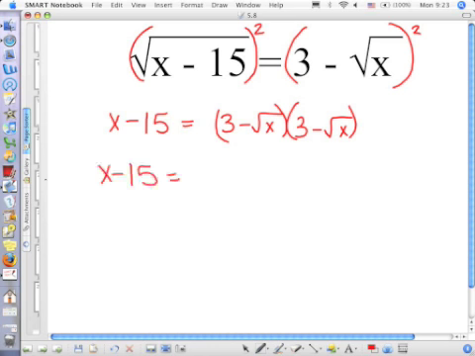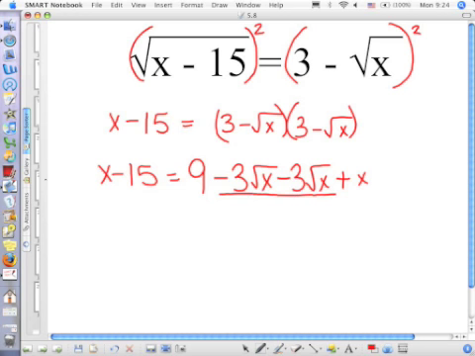All right, first times first is 3 times 3. Outer times outer is 3 times a negative square root of x, which is -3 square roots of x. Inner times inner is the same thing. And last times last is negative times negative square root of x times square root of x. What's that? X. The square root of x times the square root of x is the square root of x squared, which is simply x.